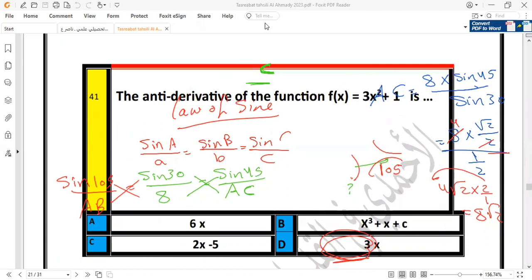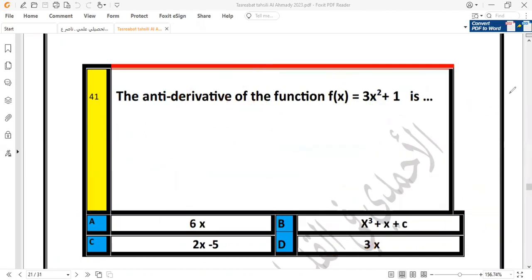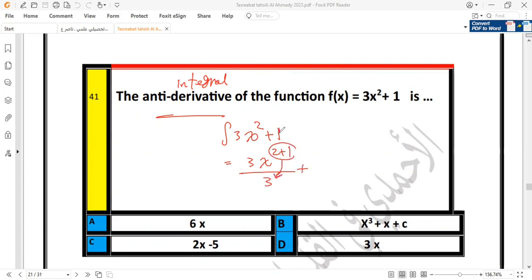Number 41. Find the antiderivative of the function. Antiderivative means integral. How to find the integral of 3x squared plus 1? It's going to be 3x to the power 2 plus 1 over 2 plus 1, plus the antiderivative of 1, which is x, plus c. Simplify: it's going to be x to the power 3 plus x plus c.